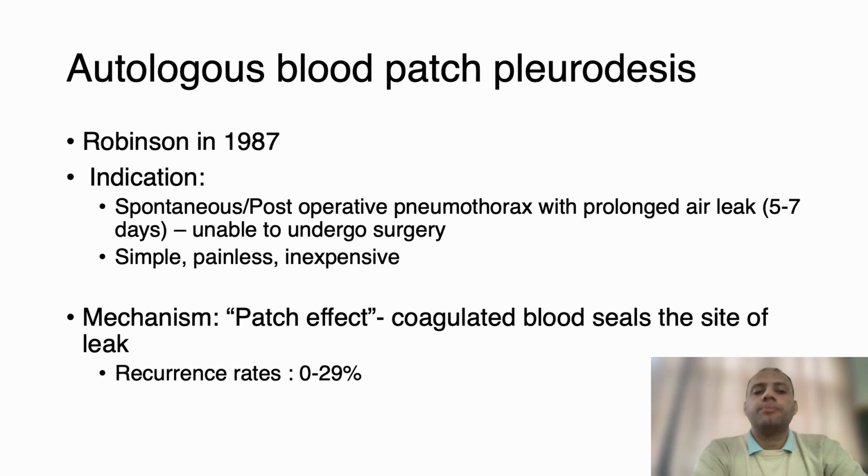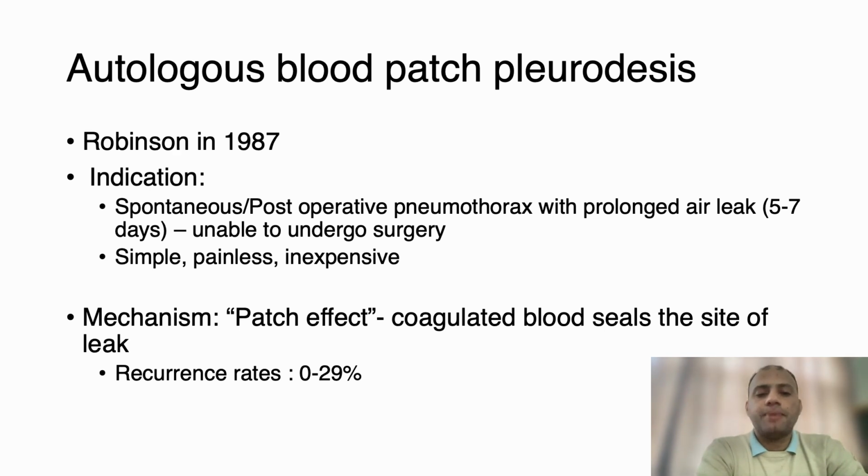And other agents, such as autologous blood patch pleurodesis, were used in 1987 by Robinson for spontaneous pneumothorax. It is also indicated nowadays for spontaneous and post-operative pneumothorax with prolonged air leak for more than 5 to 7 days, when the patients are unable to undergo surgery. It's a simple, painless and inexpensive way, and it does not induce systemic inflammation as such.